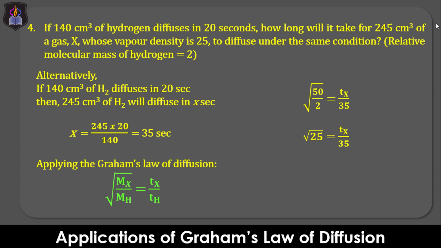Applying the alternative form of Graham's law of diffusion, the square root of mh over mx equals th over tx. Substituting the values and solving for Tx, we obtain 175 seconds as the time it will take gas X to diffuse under the same conditions.